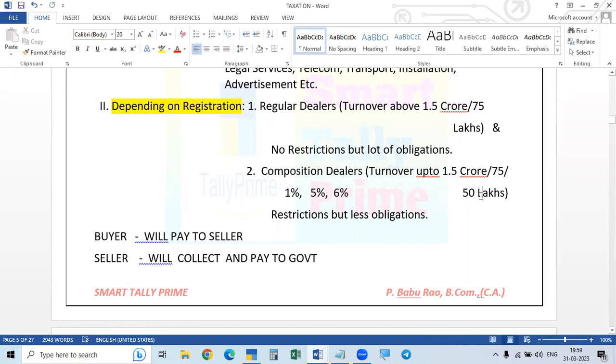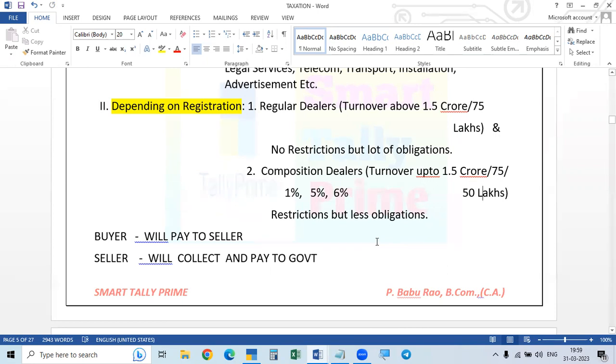And then other restrictions. No ITC, only intrastate supplies, that is, supply within the state. No ITC, and no GST to be collected, and they have to pay tax from their pocket. They cannot collect from the customers. They have to pay these percentages from their pocket on the sales.